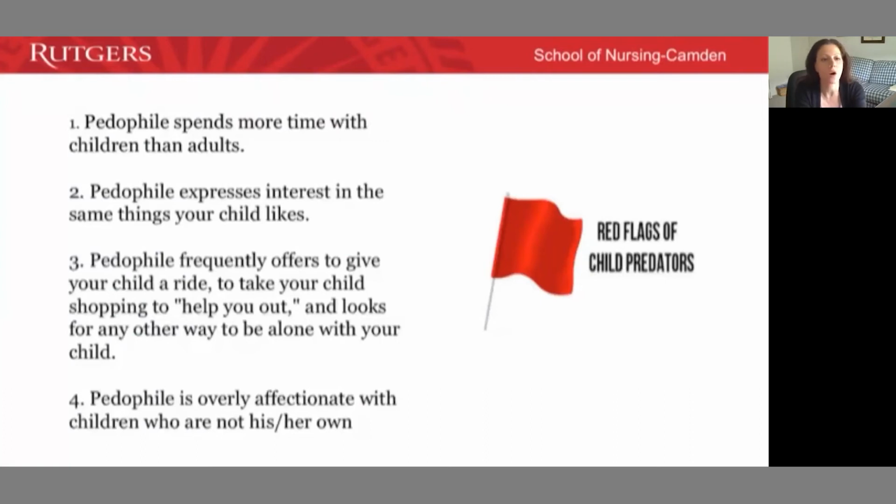Red flags to look for are these: traffickers tend to spend more time with children than they do with adults. They become more interested in the same things that children like, for example, games, dolls, game apps. They show and express interest in the child, and the child then feels more connected with that adult or older adolescent. Pedophiles tend to look for ways to be alone with the child, and examples can include taking them out for a walk, taking them to the store to buy something. They tend to exhibit unusual affection and care for a child who's not of their own.